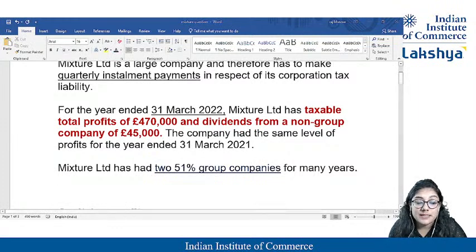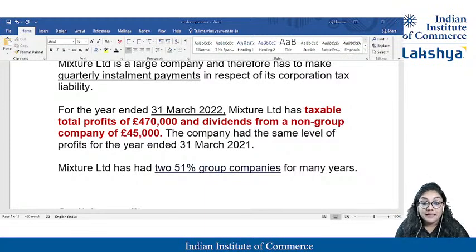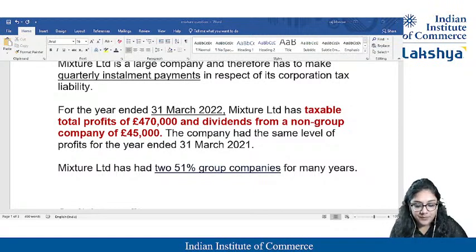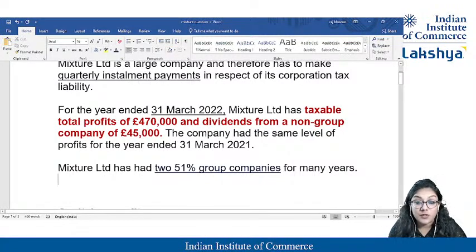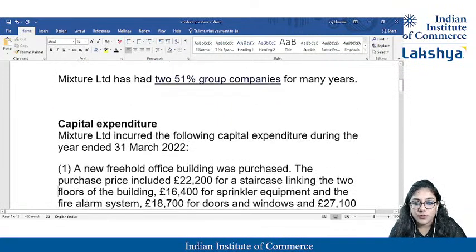Two 51% companies means, is it a small company? No, ma'am. If the mixture had two 51% groups for many years, then this company is a large company and not a small company. It's just a hint. In the question, it was already given that it is a large company. So we are just recalling the concepts. Now the first expenditure items are given.